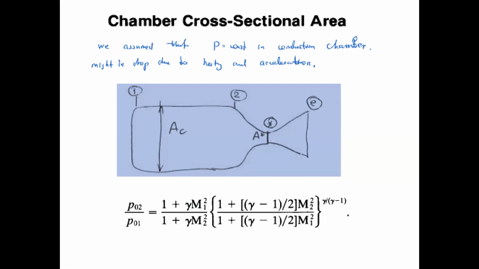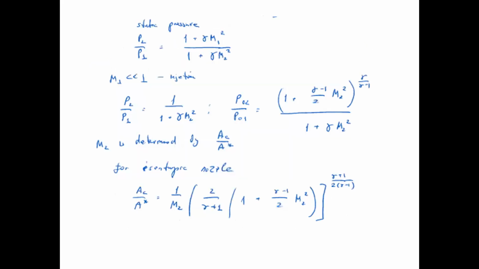The chamber pressure usually stays constant. We assume it to be constant, but because of the acceleration of the flow and the changes in heat, the pressure falls. But for our calculations, we assume it to be constant. Regarding the pressure, there is another equation for static pressure, which is 1 plus gamma M1 squared divided by 1 plus gamma M2 squared.